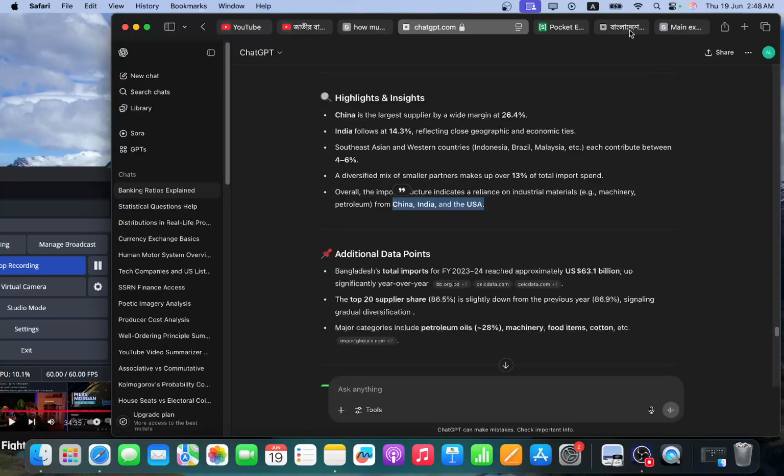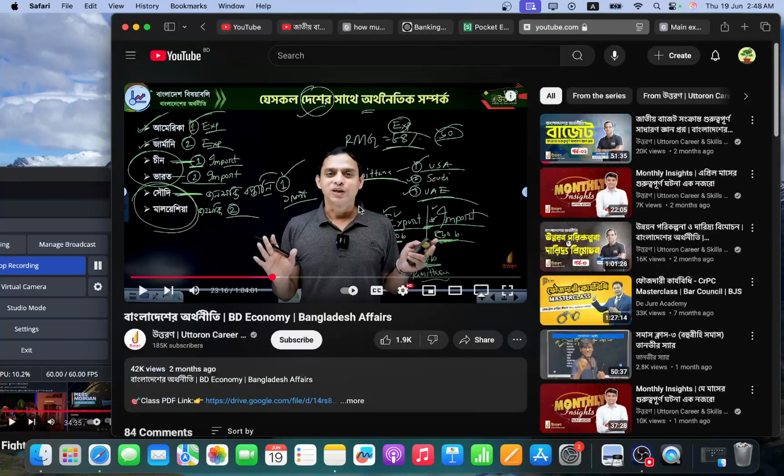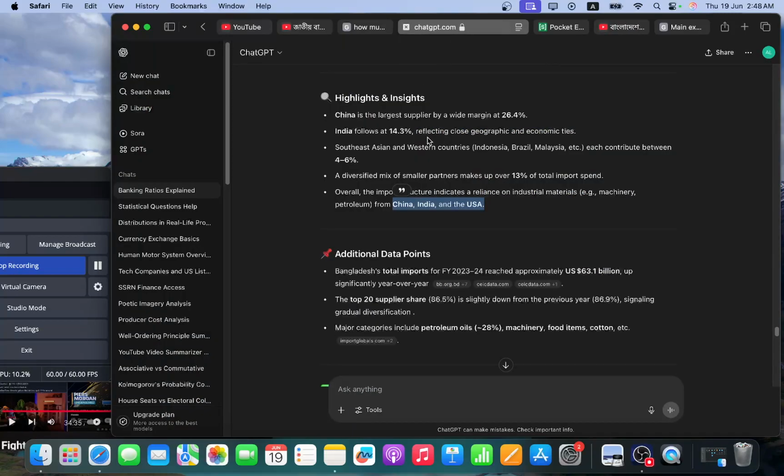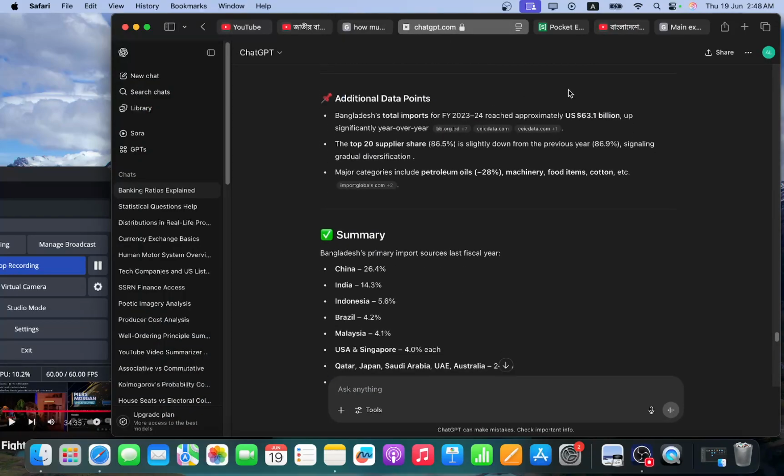I think he mentioned that we have to import stuff like jute, so we can make RMG and then export it. Total import reached approximately 63 million, up significantly year over year. Okay, let's go and check out the data.